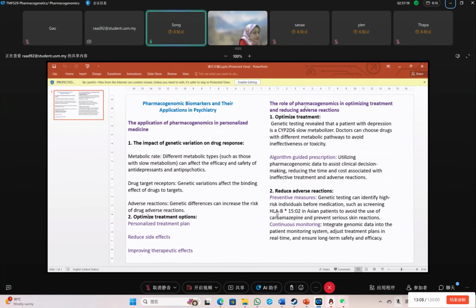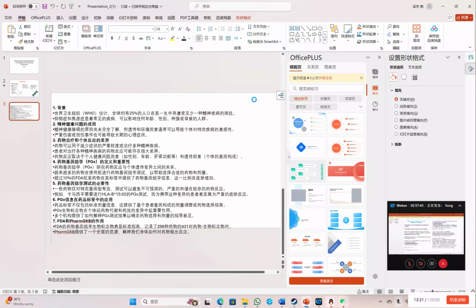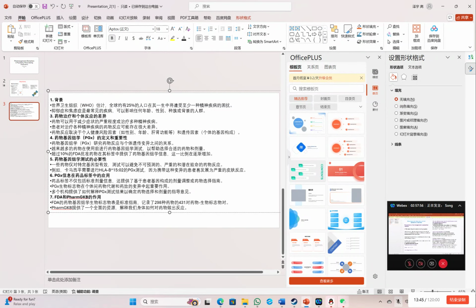Good morning. Our group project is pharmacogenomic biomarkers and their application in psychiatry. I will discuss the first part, application of pharmacogenomics in personalized medicine. First, the impact of genetic variation on drug response. Genetic variations in enzymes such as CYP2D6 and CYP2C19 significantly affect drug metabolism. Different metabolic types can affect the efficiency and safety of antidepressants and antipsychotics.